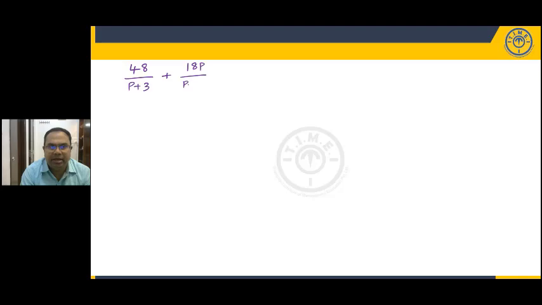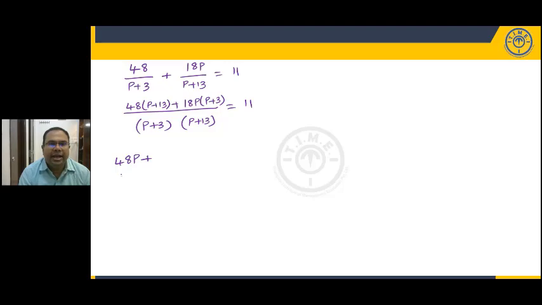18P by P plus 13 is equal to 11. Correct? Now, if I solve this, the LCM is (P plus 3) into (P plus 13). So I'll get P plus 13 here, 48 into (P plus 13). So here it is 18P into (P plus 3) is equal to 11. Now expand this: 48P, 48 into 13, 13 4s are 52, plus 104, 624, right?